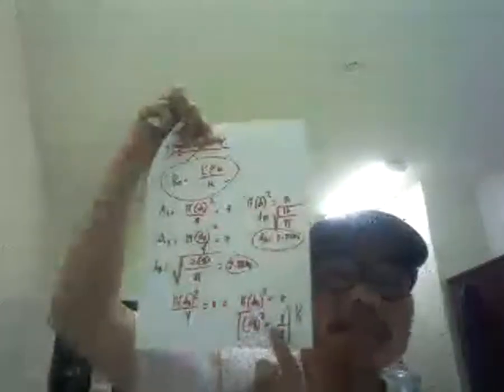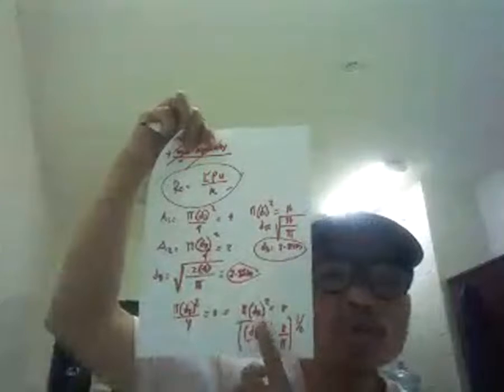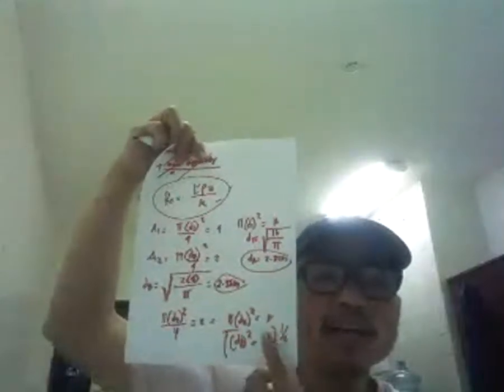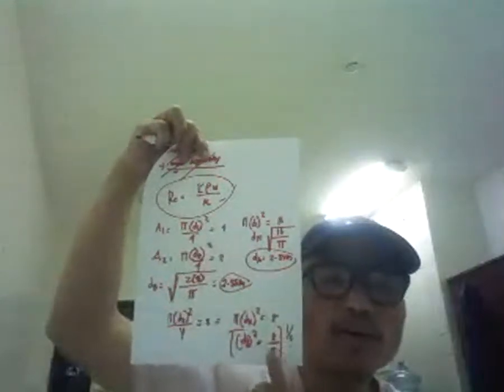Gi-raise siya both 1/2 man siya. So, makancel siya ang 2 sa exponent. So, this quantity here will be the square root of 8 over pi. So, we have 2.55 meters sa point B. This is our diameter B. Okay. Diameter B and diameter A.